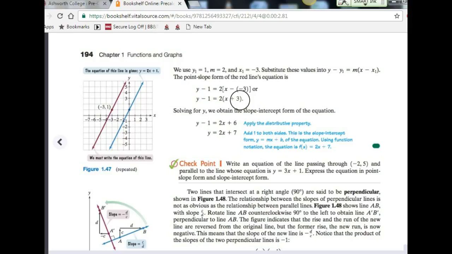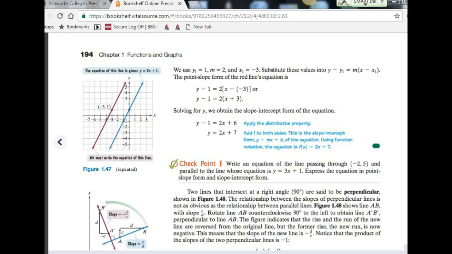It's very easy to turn that into slope-intercept form. We're going to distribute the 2 to the x and the 3 here. And when we do, we'll get 2x plus 6. And then all we have to do is add this 1 over to this side, which ends up making it 7. So in slope-intercept form, the equation of the line is y equals 2x plus 7.